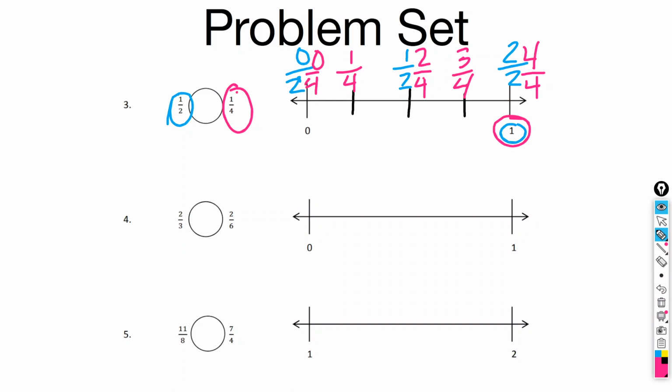Right now we're comparing 1 half and 1 fourth, and remember they want us to circle the one that is closest to 0. So here is 1 half, here is 1 fourth, which is closer to 0, so we're going to circle 1 fourth, which means that 1 half is bigger, so our alligator wants to eat the bigger number, which is 1 half.